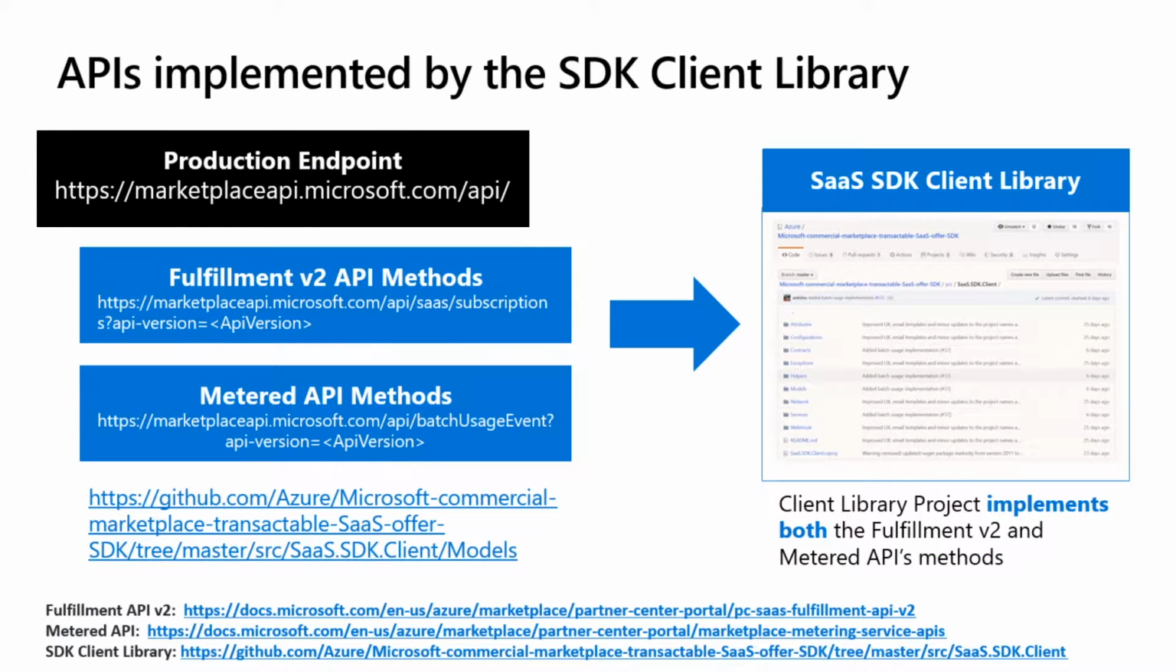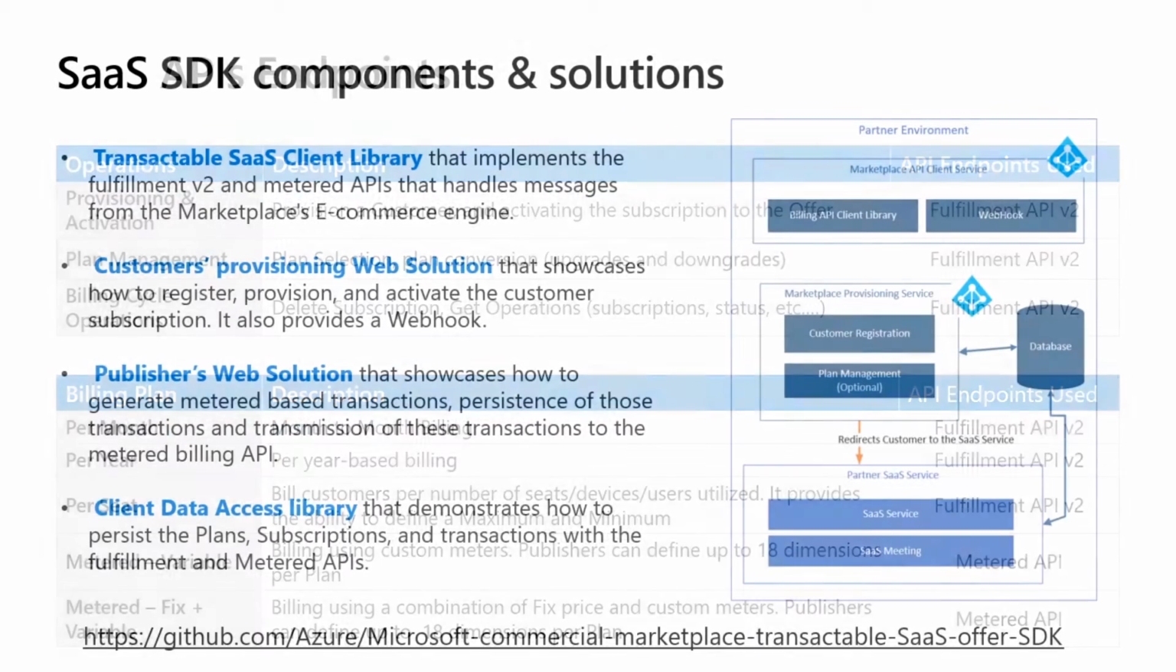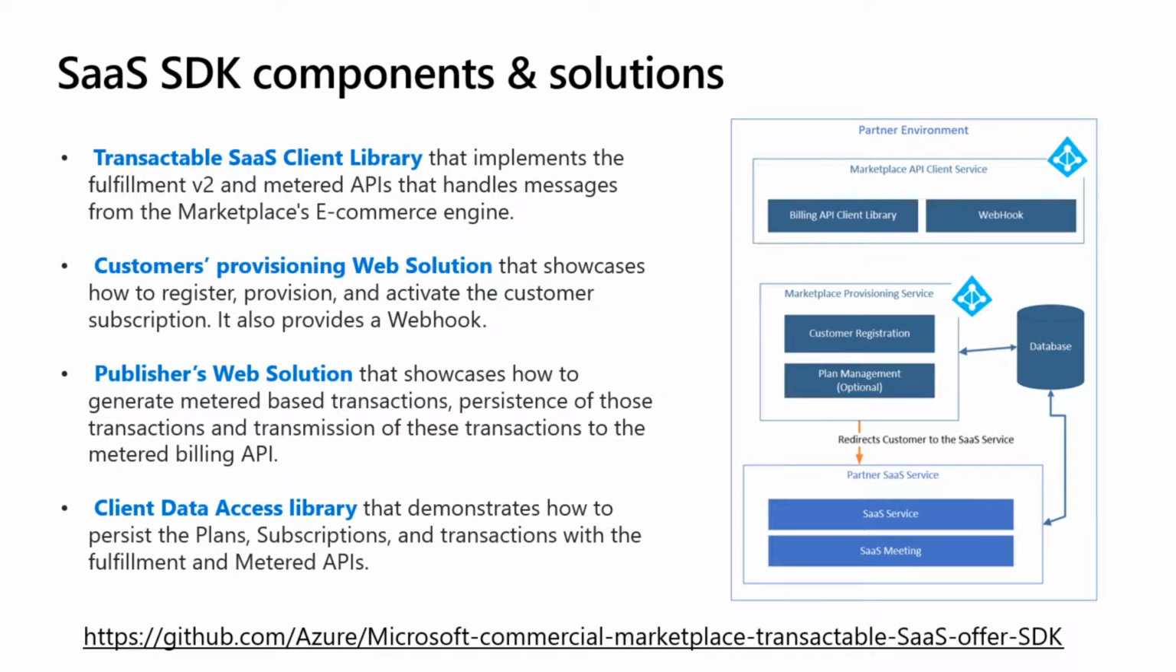As I said, this is a more descriptive picture of the implementation of what's inside that client library. It's a great example for you to use if you want to develop your own client library on your own. The endpoints, this is what I was referring to before. So as I said, provisioning and activation, plan management, and billing cycle, that's all Fulfillment API v2. From a billing perspective, you get per month, per year, per seat on fulfillment, and then the metered API will cover all the meter calls. And as I say, everything is documented there.